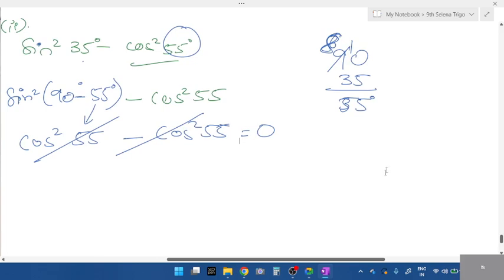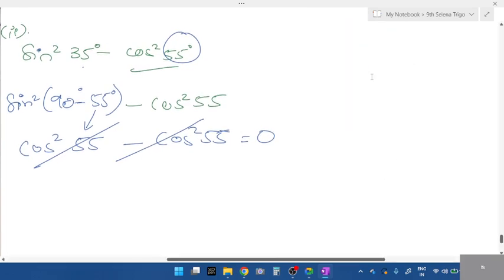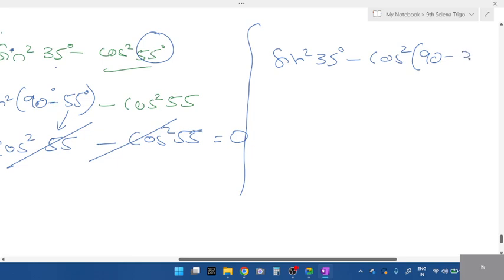This is the first one. You tell me how will you convert cos? I'll keep sine square as it is. How will you convert cos square? First you have to write cos square in bracket 90 minus 35, which will give what? 55, right? So sine square 35 degree as it is minus cos square. If you convert, you get sine square 35. The same angle you have to write. Okay. Then it gets cancelled. 0.